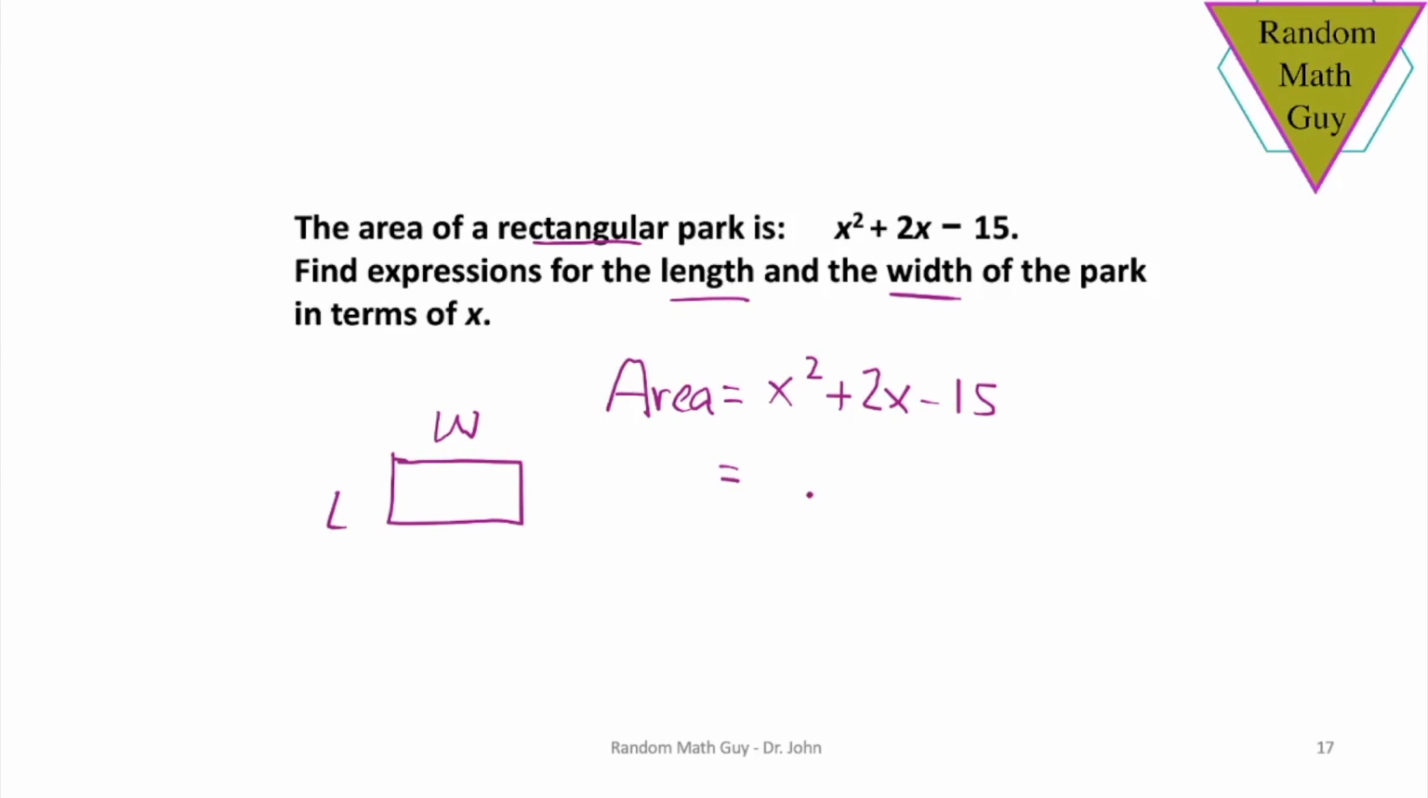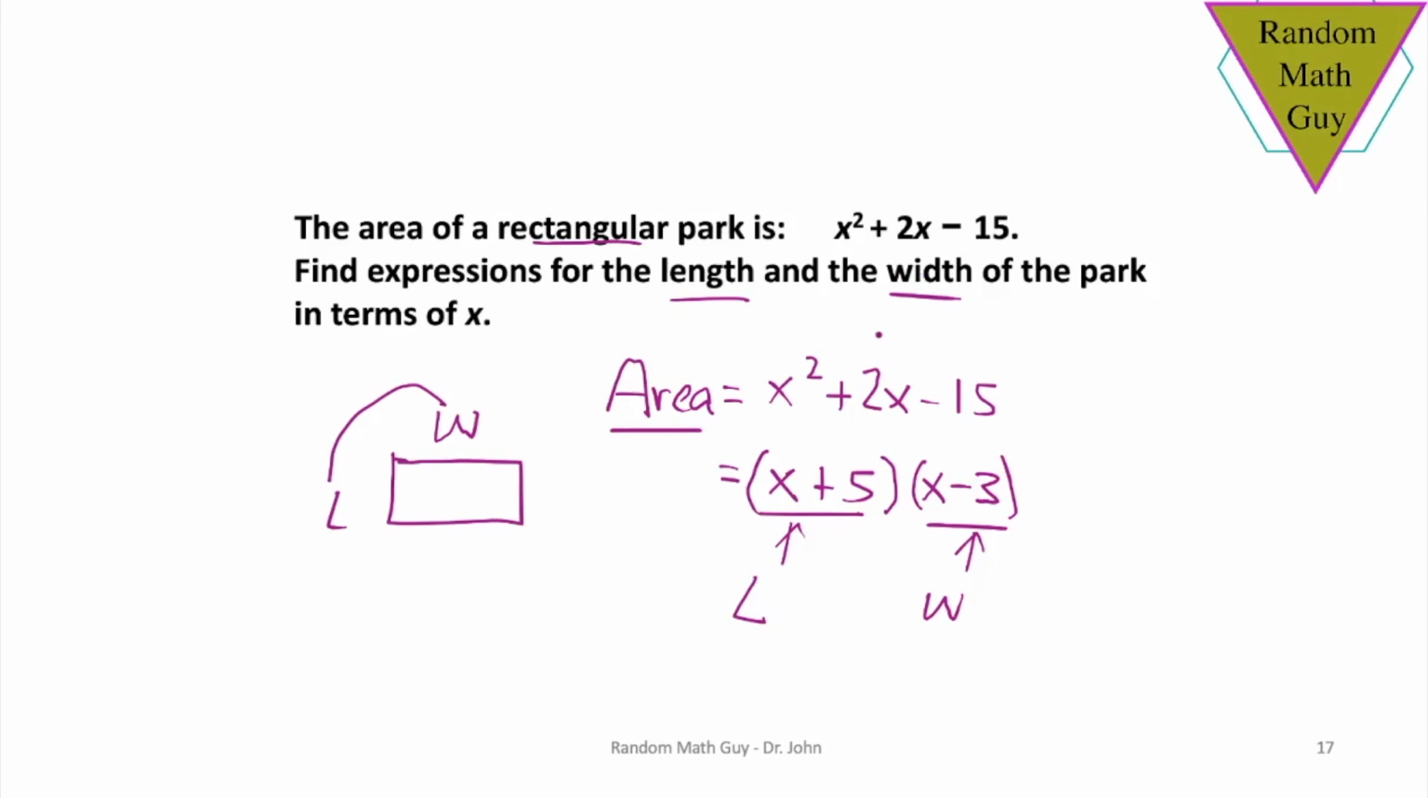What if we wrote this in factored form? So you know how to factor that. Two numbers that multiply to negative 15 and add to 2. That's positive 5 and negative 3. Like, you don't actually know what the value of x is, but you don't care. What you do care is that area is length times width. There's two things here. This thing times this thing. Why don't we call the bigger thing L and the smaller thing W? So that's the answer to the question. Length is x plus 5 and width is x minus 3. There you go. That's the dimensions of this park.